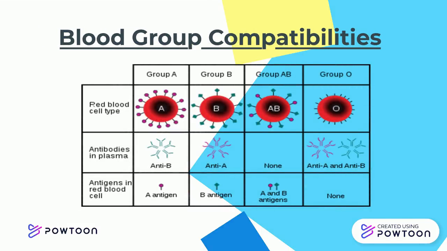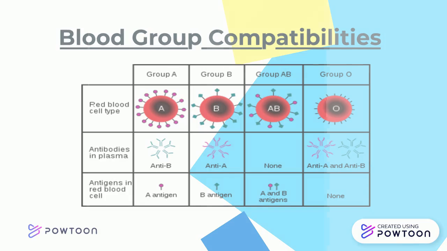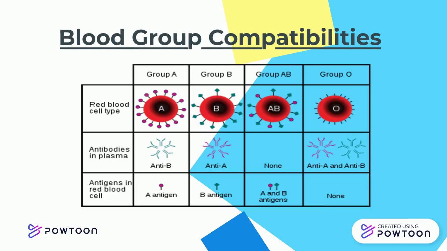So here we are looking at a table explaining the blood group compatibilities between the donor and the recipient. From the table we can deduce that blood group A has A antigens, blood group B has B antigens, blood group AB has A and B antigens, while blood group O has no antigens. However, we can look at the antibodies in plasma. Blood group A has antibodies B, anti-B. So if we transfuse red blood cells from a blood group B person, the antibodies B might actually attack the red blood cells from a group B person.